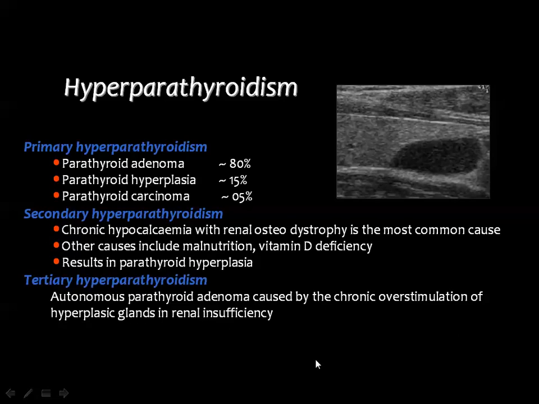The causes of hyperparathyroidism: the primary hyperparathyroidism is in most of the cases secondary to the presence of a parathyroid adenoma, but parathyroid hyperplasia and carcinoma, which is extremely rare, may also lead to hyperparathyroidism.